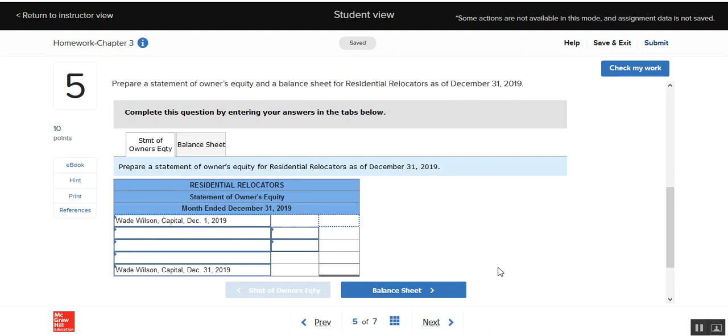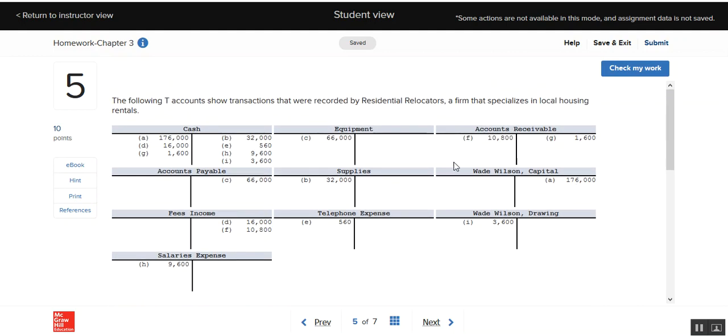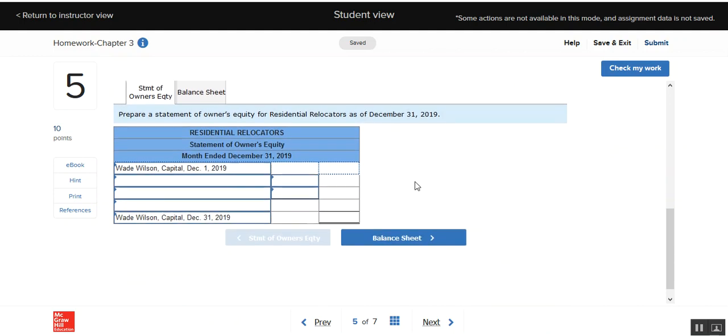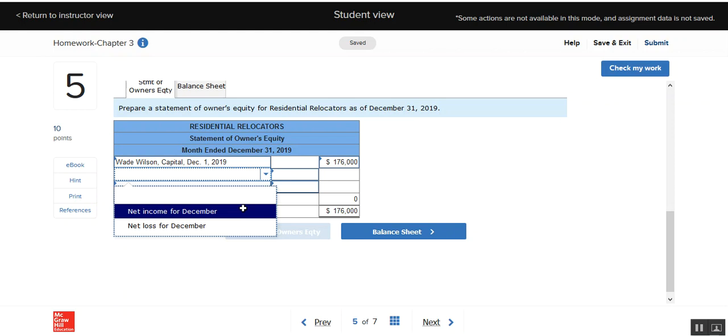So to get our beginning capital, it doesn't tell us that this is the beginning, but there's nothing else there about capital, so we're going to assume that the $176,000 is our beginning capital, so we're going to put that in there, and it's going to total it for us automatically. So one of the things that affects capital is net income or net loss.